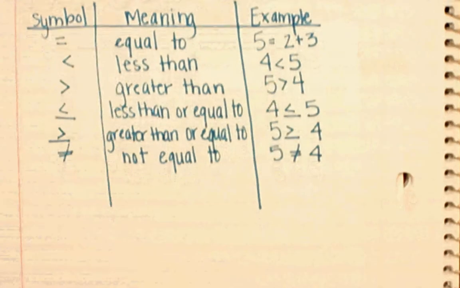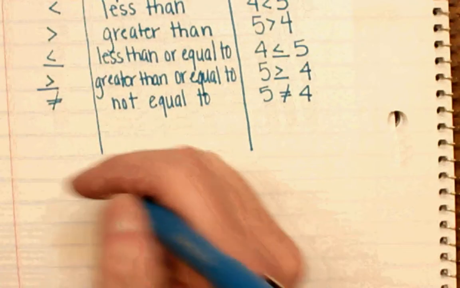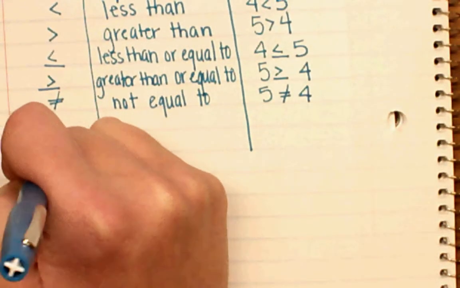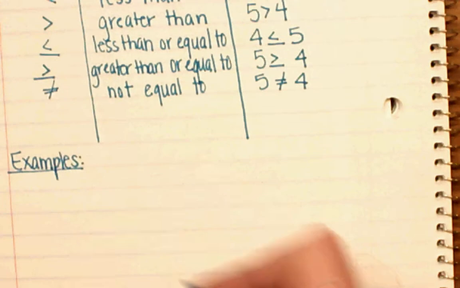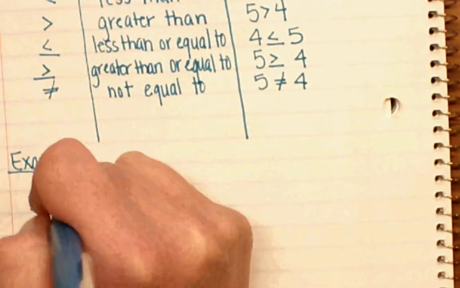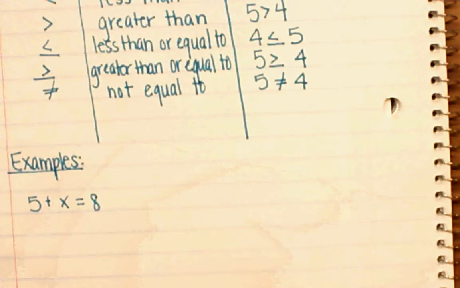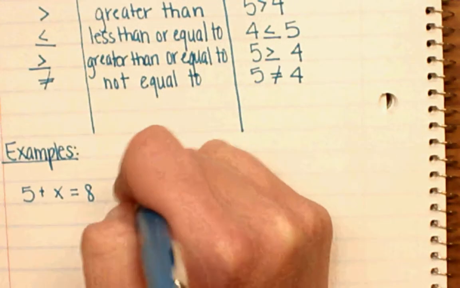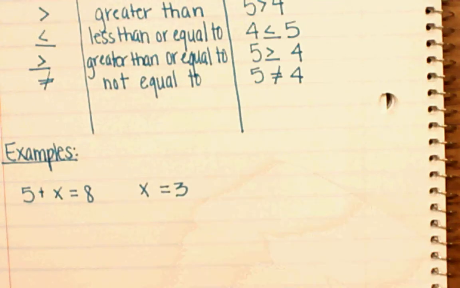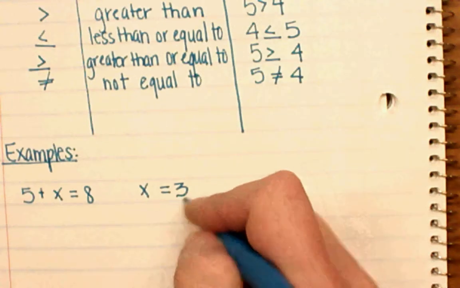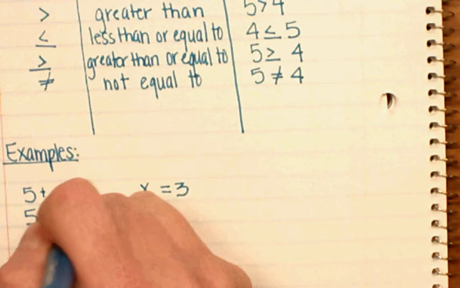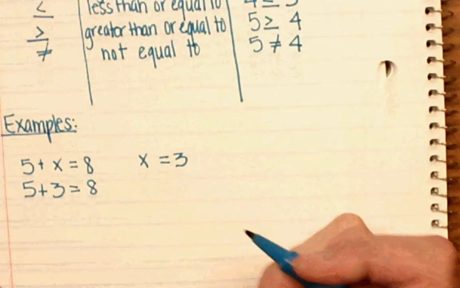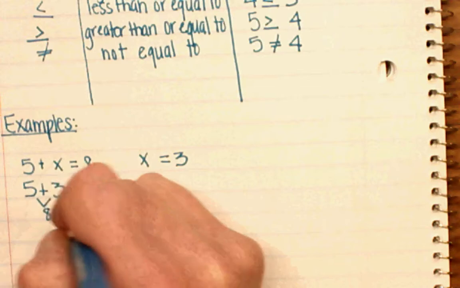Okay, so I have some examples of what today's lesson is going to look like. So go ahead and write examples maybe. I'm going to do a couple. You have 5 plus x equals 8. And I'm going to tell you that x equals 3. If x equals 3, now we have to solve. So I'm going to put 3 in where x is. So 5 plus 3 equals 8. And now I have to solve. 5 plus 3 is 8, which equals 8.